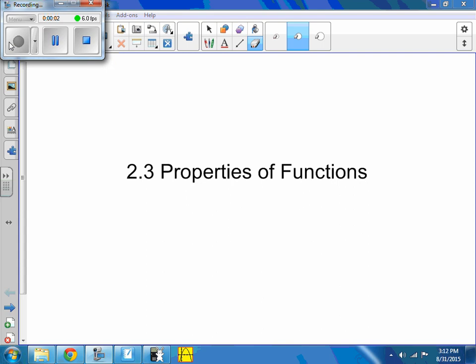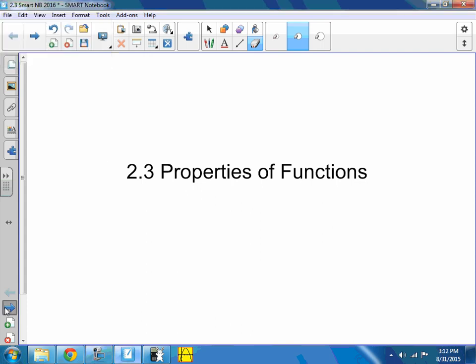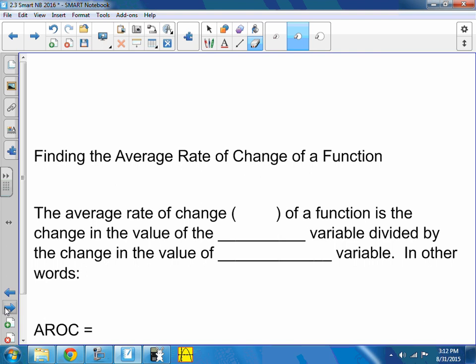Welcome to section 2.3. This is a long section in terms of content, but it is not a difficult section. Just a lot of little details. Let's get started. First thing you need to know is what is average rate of change of a function.